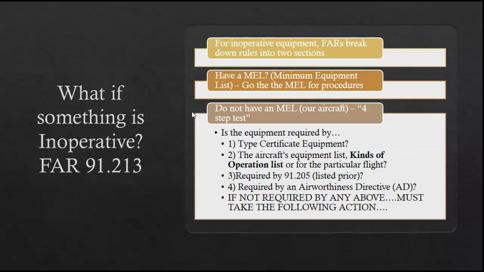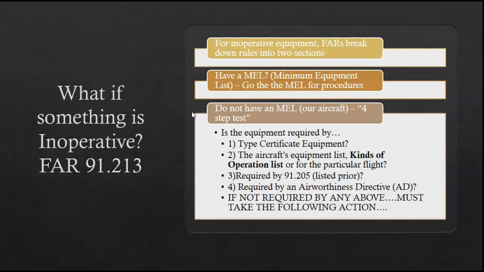If your aircraft doesn't have an MEL, there's a 4-step test. First, you must determine if the equipment is required by the type certificate. And that's usually not a concern because the type certificate lists large items like the landing gear, propeller, engine, wings, so that's usually not a concern. The second step is to check whether the equipment is on a kinds of operation list for a particular flight. You can find that in the Pilot's Operating Handbook in the Weight and Balance section.